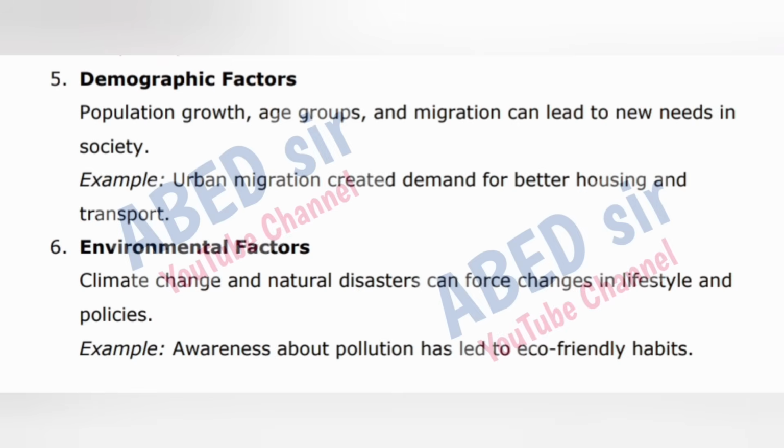5. Demographic factors. Population growth, age groups, and migration can lead to new needs in society. Example, urban migration created demand for better housing and transport. 6. Environmental factors. Climate change and natural disasters can force changes in lifestyle and policies. Example, awareness about pollution has led to eco-friendly habits.